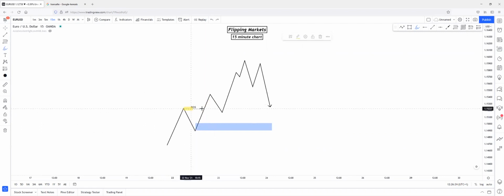As you can see, this broke structure to the upside, so it will be a valid demand zone. The third criterion is that it has to create or collect liquidity, but we'll talk about that later. Okay, we have the first demand zone right here. Price created another break of structure here on the upside, and let's say this also created an inefficient move. Okay, we have the second demand zone right here.